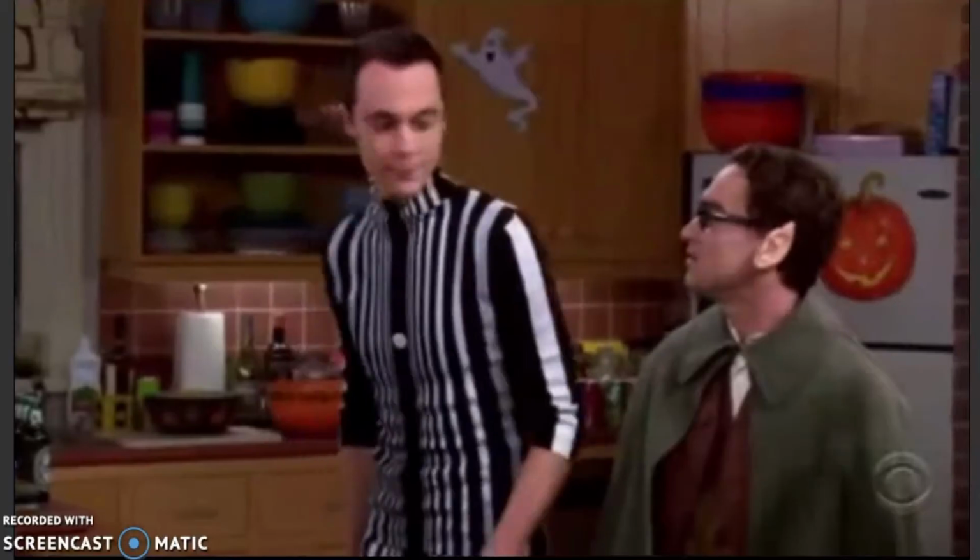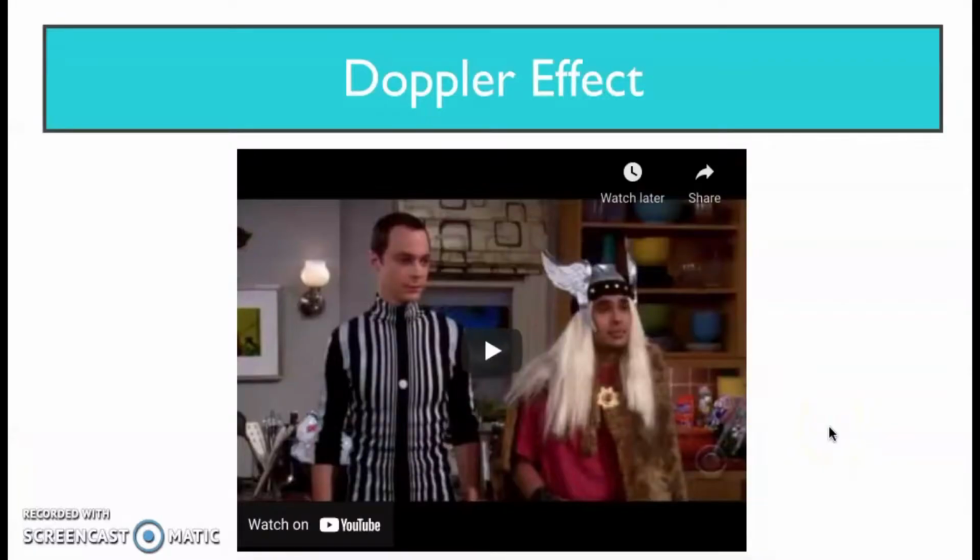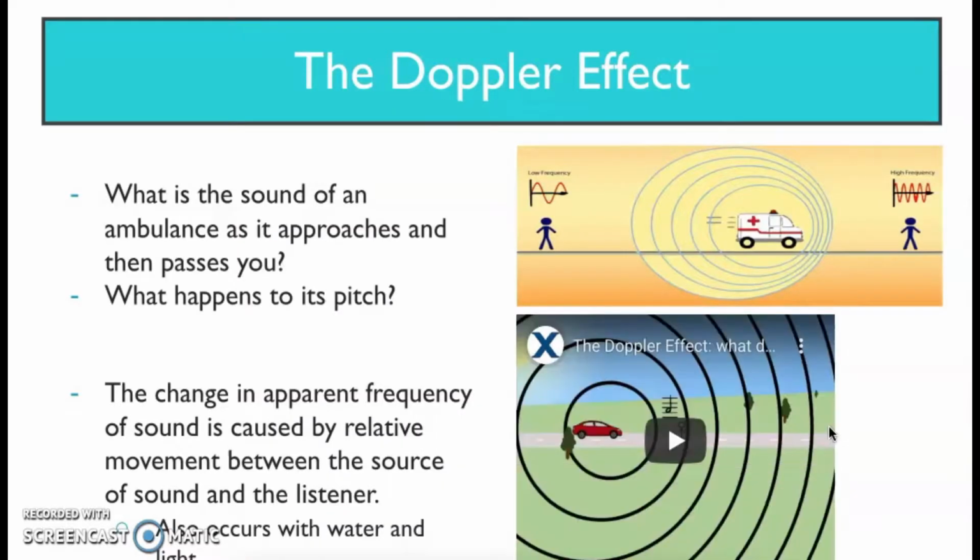See? People get it. The key bit, other than Sheldon imitating the Doppler effect, was his definition of it. So his definition is this down here: the apparent change in frequency caused by the relative motion between the source and the observer. The key bit is that it's the apparent change.